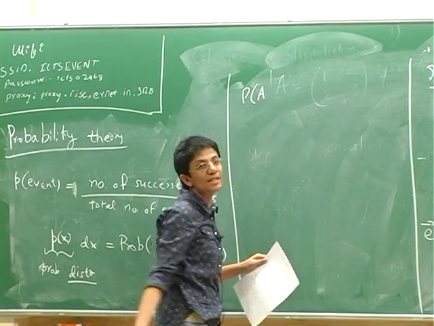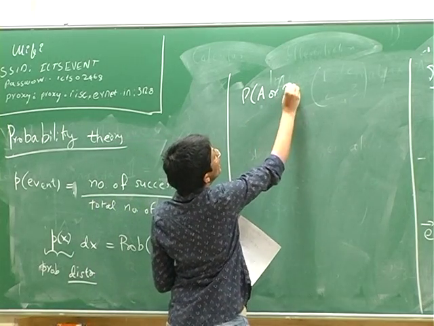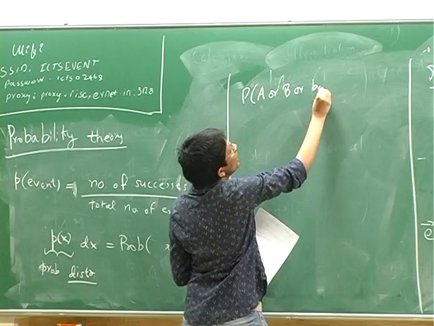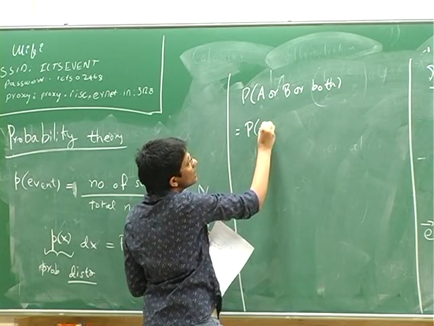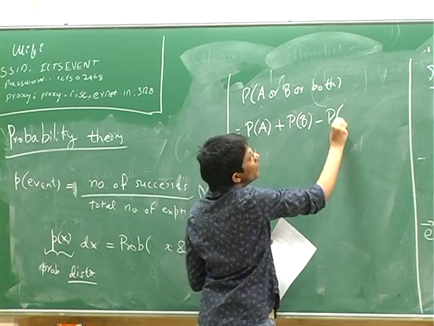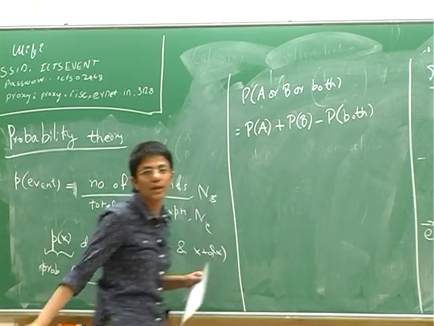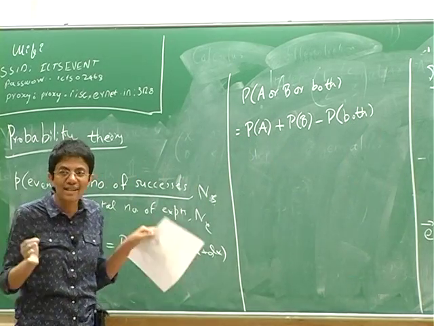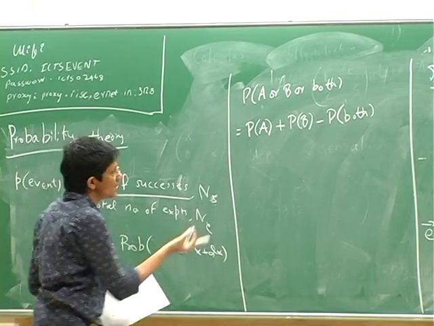If I have 2 events, A and B, the probability that A occurs or B occurs or both occur is equal to the probability that A occurs plus the probability that B occurs minus the probability of both. And this, again, is not something mysterious that you have to mug up. It's very easy. Let me explain.